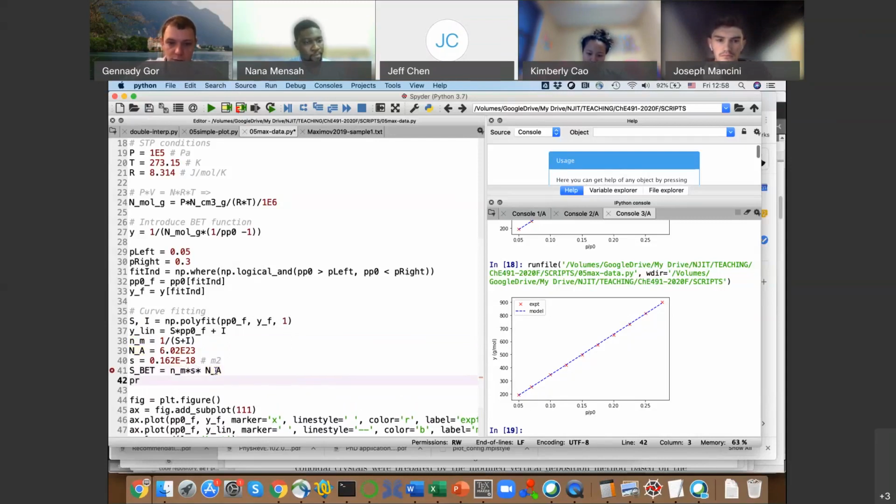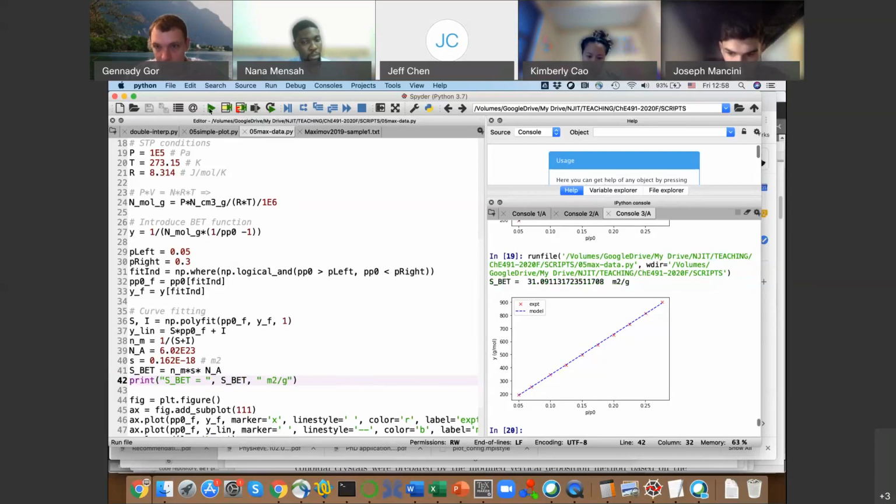And the last thing I want to do, I want to print my BET surface area, which will be in, if I did all the units correctly, meters squared per gram. So S BET in meters squared per gram. And let's see what I get. All right, well, I should have taken care of the formatting, but overall, this is a very reasonable number.